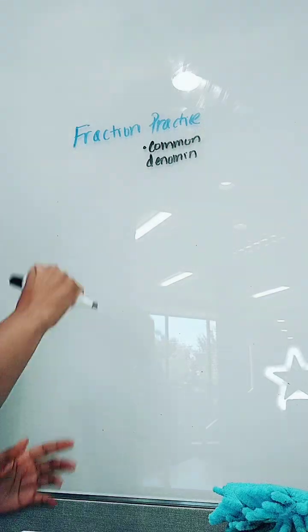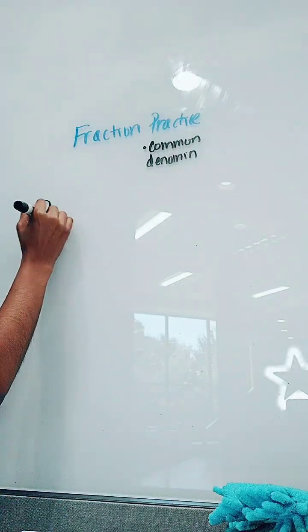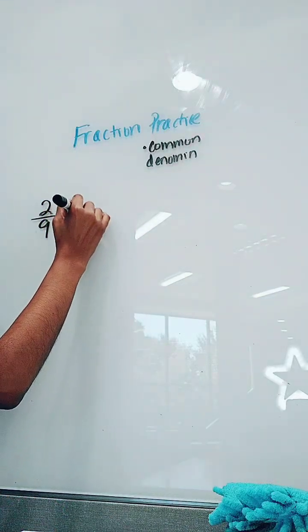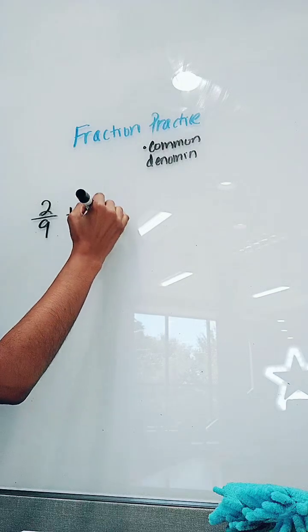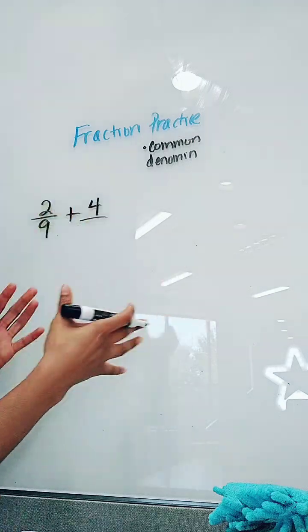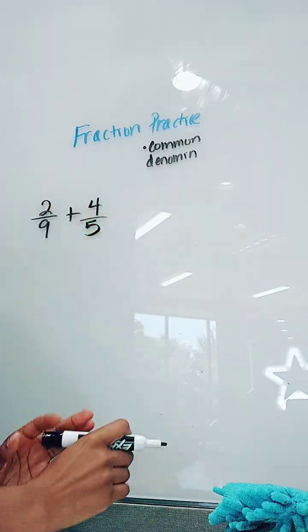Let's do another one. So let's say we have 2 over 9 plus 4 over 5.